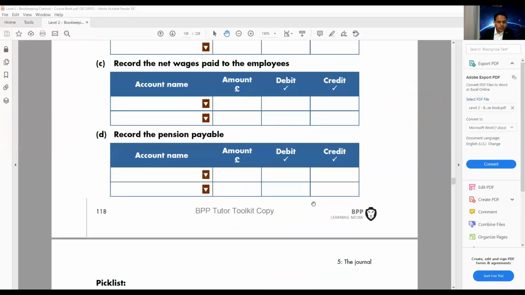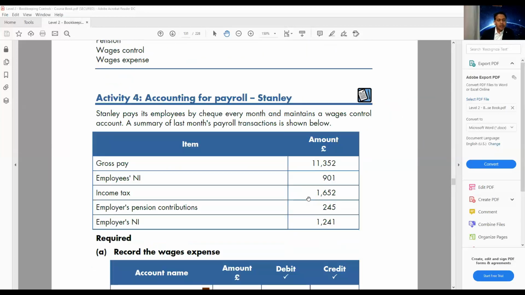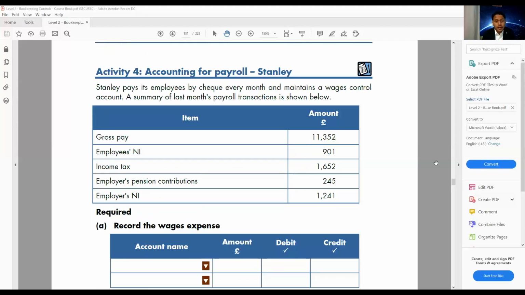Okay, let's move to activity 4. In activity 4, we have accounting for payroll, Stanley. All you need to do is remember the journals. If you remember the journals and memorize the items that will come for each journal, for example, gross pay plus employer's NI, and if you can write it the way I'm writing it, there's nothing to it, you just do it. So it's not difficult at all.